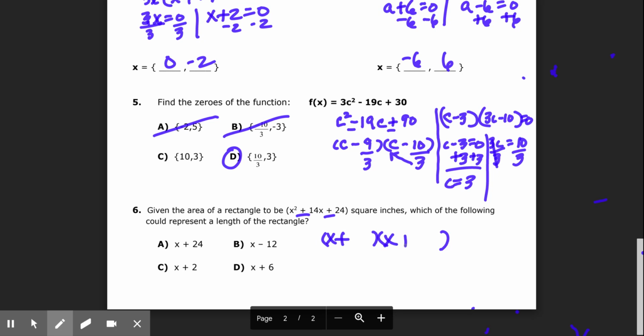And 24 is not a perfect square, so we have to think factors of 24 that add up to 14. So we've got 1 and 24, 2 and 12, right there, 2 and 12. So that would be the length and the width. So we have an x plus 2, and that would be it.